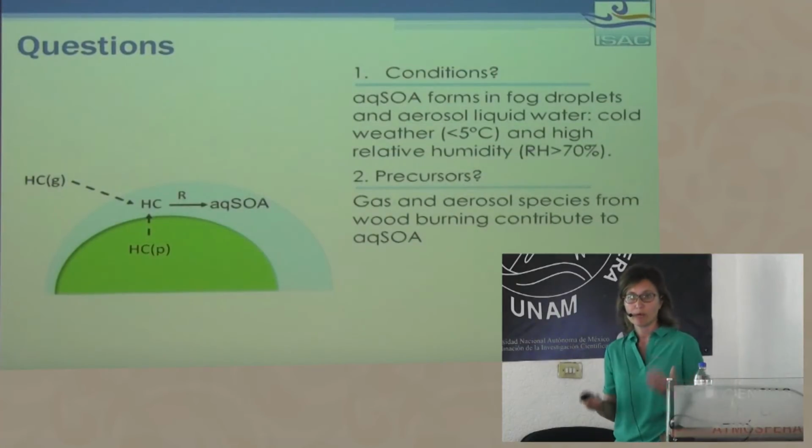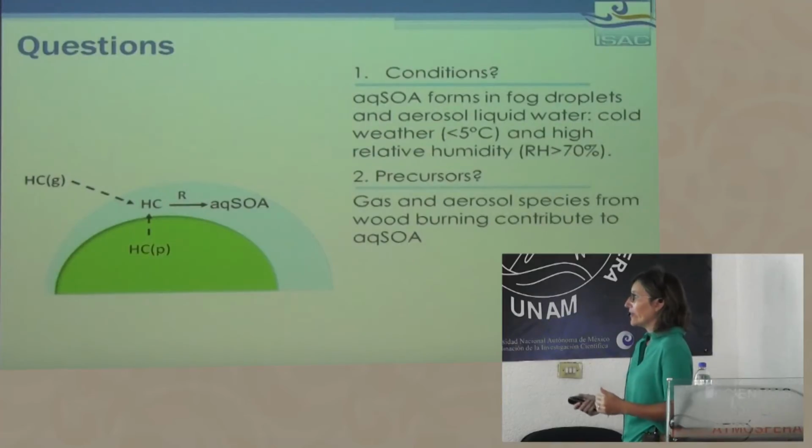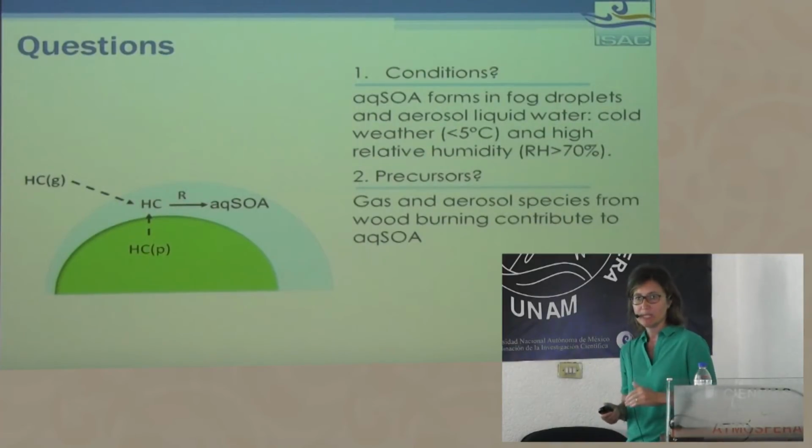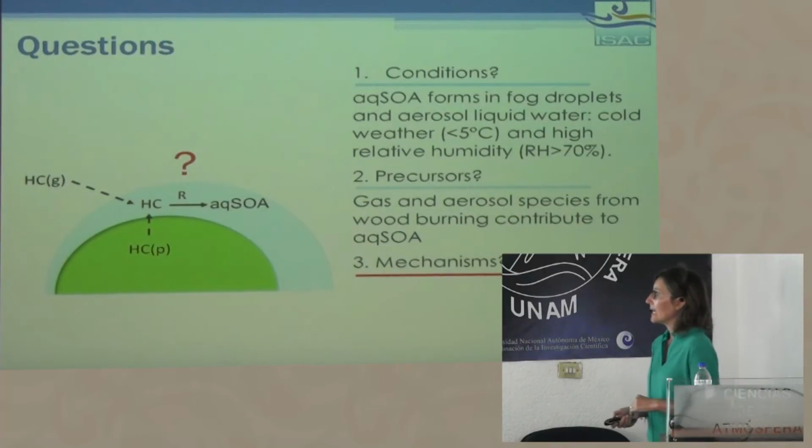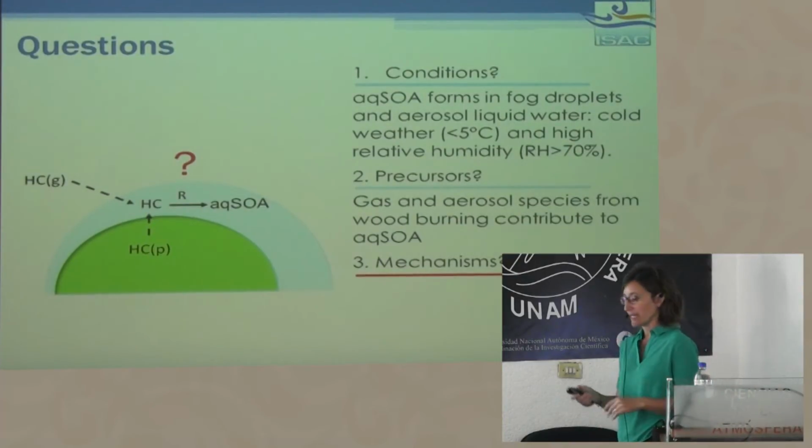So the question is, what are the precursors? We know that gas and aerosol species emitted from wood combustion contribute to the formation of the aqueous secondary organic aerosol observed in the Po Valley. The last question is, what are the mechanisms, the chemical mechanisms?